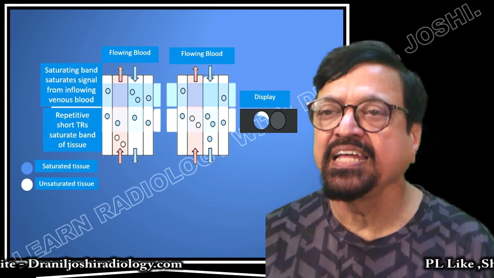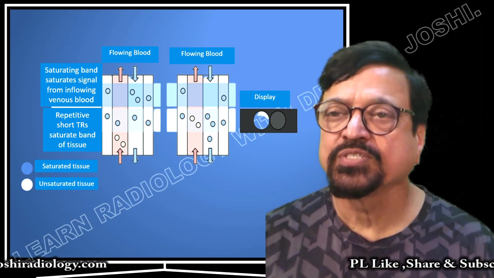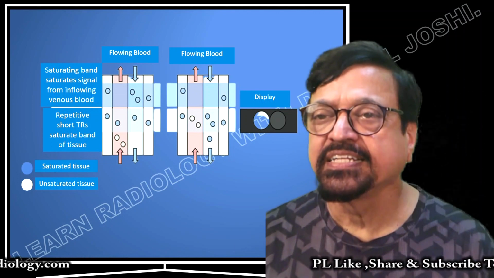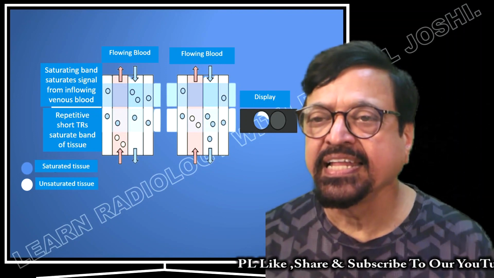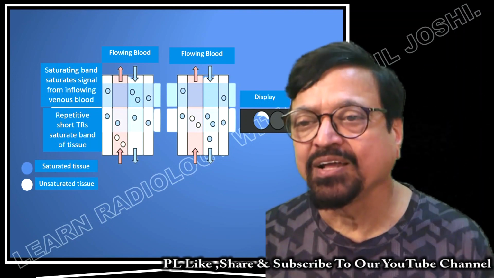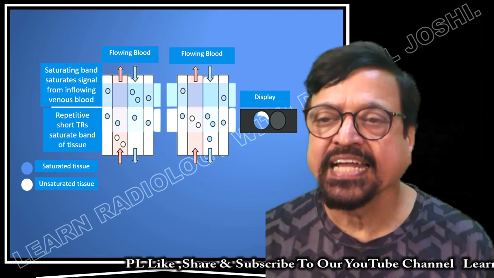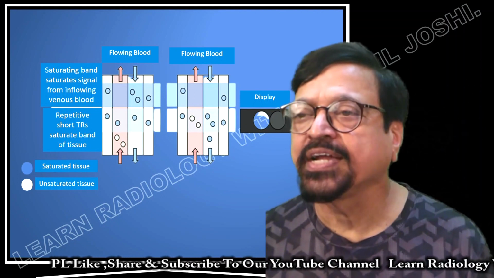Now here we are seeing flowing blood in two directions. Now the saturation band saturates signal from inflowing venous flow, then repetitive short TRs saturate the tissues. You can see either a blue signal or a white signal, and that is what you get on display.